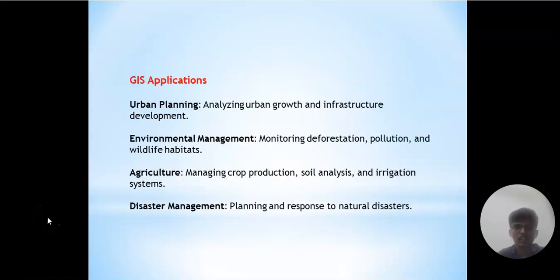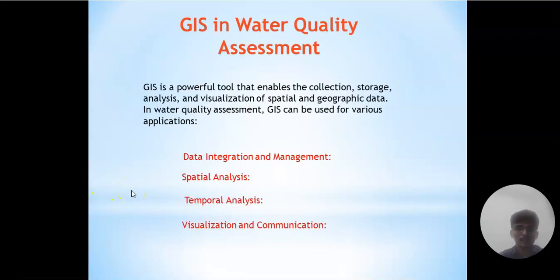So let's have a look at the GIS applications. There are multiple GIS related applications like urban planning, environmental management, agriculture, disaster management. So GIS is a powerful tool that enables the collection, storage, analysis, and visualization of spatial and geographic data. So in water quality assessment, GIS can be used in various applications. So these are data integration and management. GIS allows for the integration of diverse data sources such as water quality measurements, land use data, hydrological data. This creates a comprehensive database that can be used for detailed analysis.